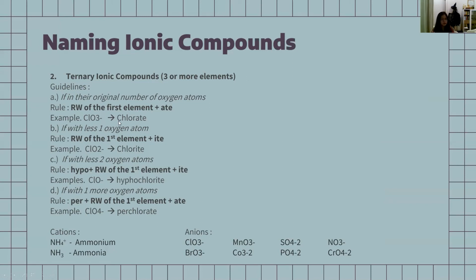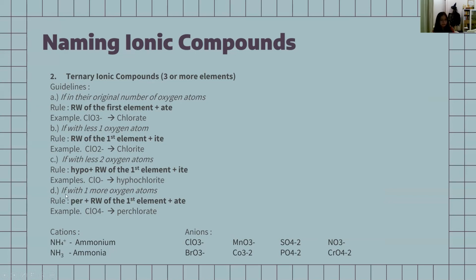So the original number of oxygen atoms is 3. And then if with one less oxygen atom, the rule is root word of the first element plus ITE. So the oxygen minus 1, and then it becomes chlorite. And then C, if it has two fewer oxygen atoms, so the oxygen is only 1, we use hypo plus root word of the first element plus ITE. So ClO minus becomes hypochlorite. There is no H here, this is only hypochlorite.